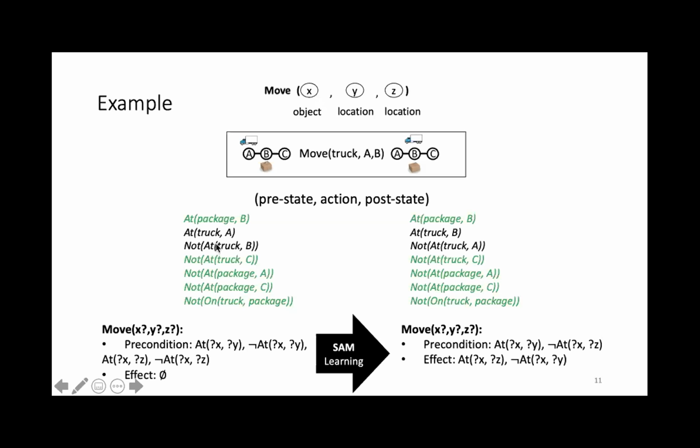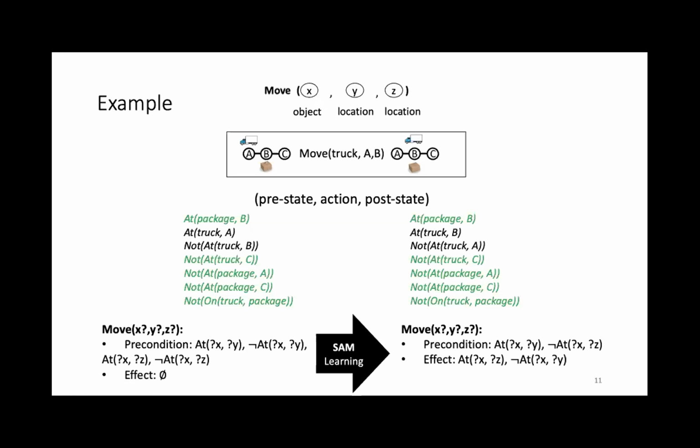On the left, we have the grounded literals that we observe for the pre-state, and on the right, we have the grounded literals we observe for the post-state. Initially, the precondition can be all parameter-bound literals: at(X,Y), not at(X,Y), at(X,Z), not at(X,Z), and the effect is empty. However, using the three inference rules that I mentioned above, after we observe that state-action triplet, the precondition is now at(X,Y) and not at(X,Z), because not at(X,Y) and at(X,Z) are not in the pre-state.